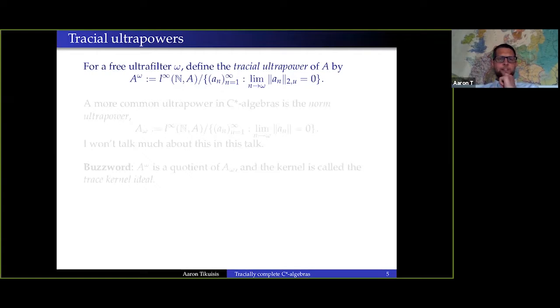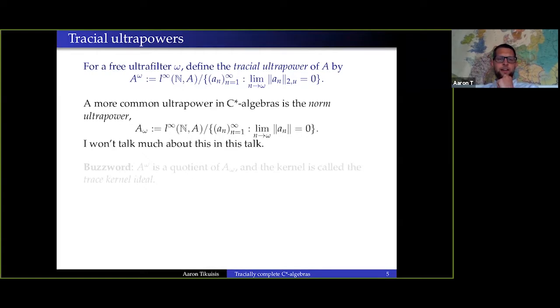Okay, so just by comparison, I'm not going to talk much about this, but there's a much more common ultrapower used in C-star algebra theory, which is the norm ultrapower. It looks very similar in definition. The only difference is that we're modding out by sequences which converge to 0 in the usual norm for the norm ultrapower, and for this tracial ultrapower, we use sequences that converge to 0 in this other 2u norm.